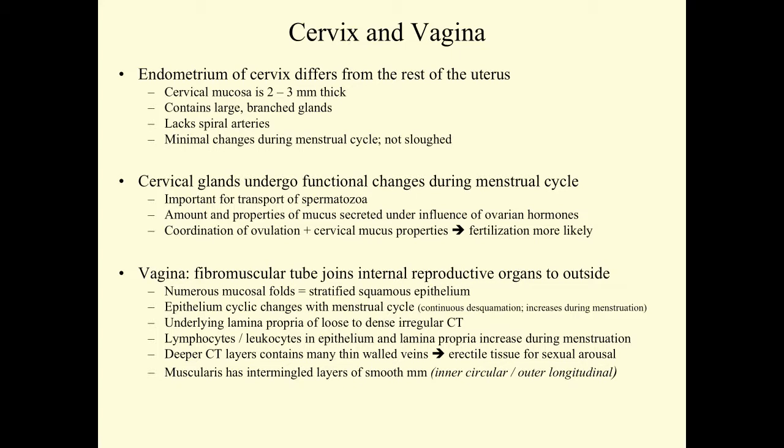The deeper connective tissue layers contain many thin-walled veins, and these deep connective tissues with the thin-walled veins actually serve as erectile tissue in sexual arousal. The muscularis has intermingled layers of smooth muscle. There's an inner circular and an outer longitudinal layer, but that's sometimes difficult to pick up histologically.